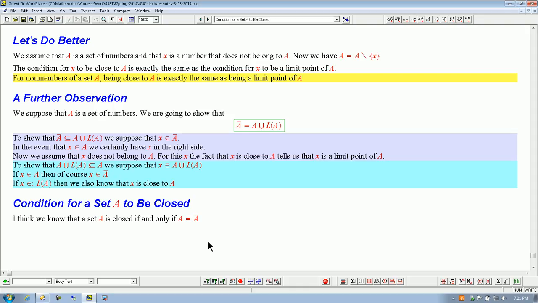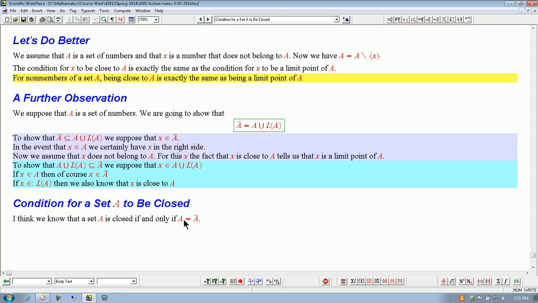Let me remind you, if set A is closed, a number that doesn't belong to A belongs where? Where do you live if you don't belong to A? Complement A. Complement A is open, so that gives you a neighborhood that doesn't intersect with A. If A is closed, numbers that don't belong to A will never be close to A.